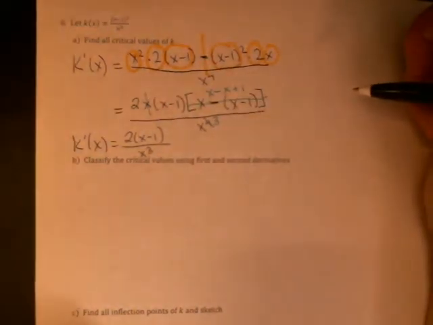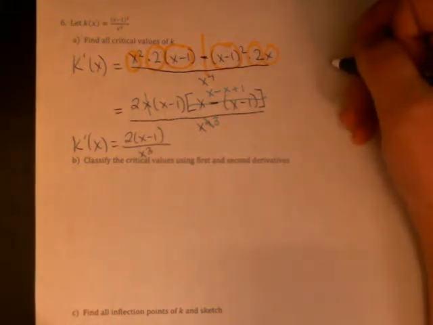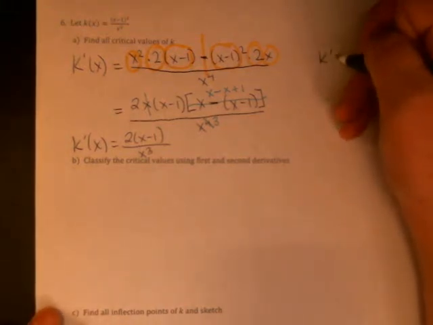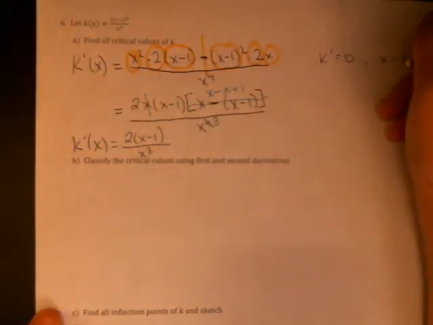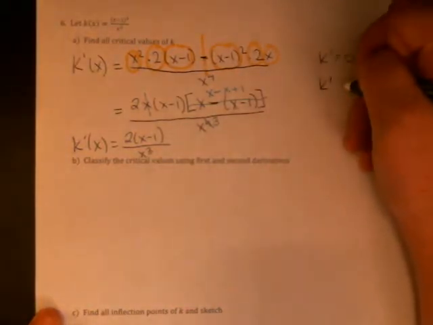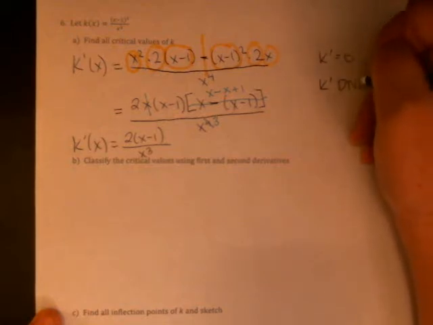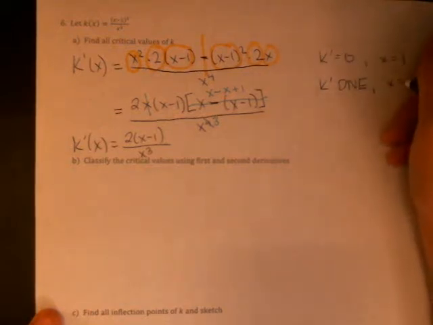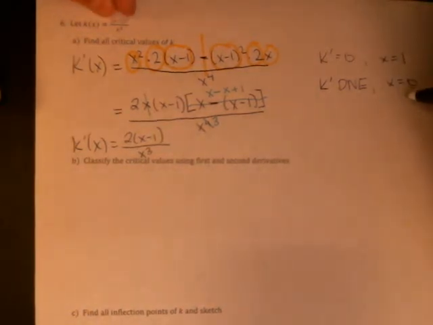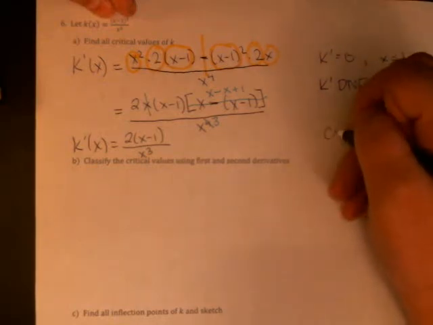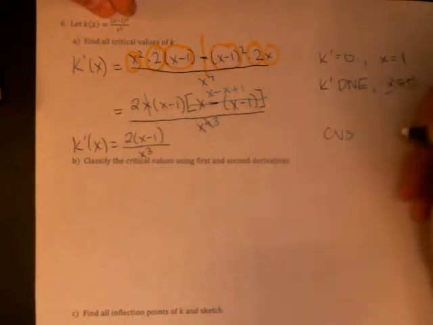So if we're looking for critical values, the critical values are going to be, when is k prime 0? And the answer is k prime is 0 if x equals 1. And then when is k prime undefined? And that would happen if x equals 0. But again, whenever you have those, double check. So if x equals 0, the function is not defined as well. So that might be interesting for a sign chart, but it's not a critical value. So we only have one. Critical value is at x equals 1.